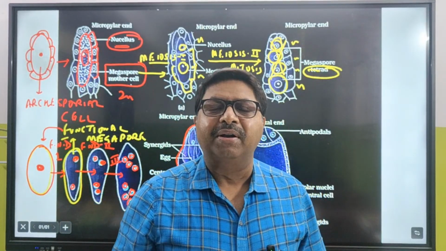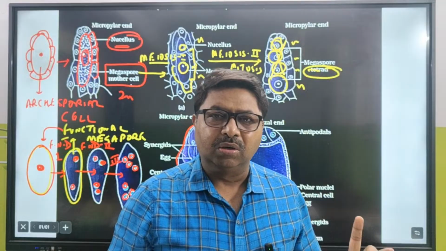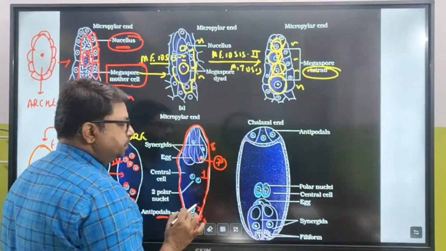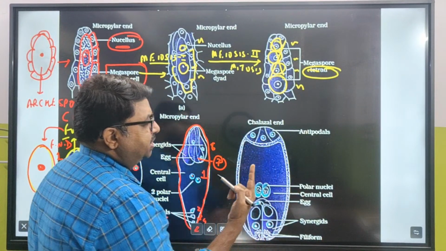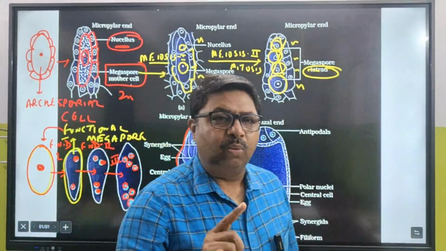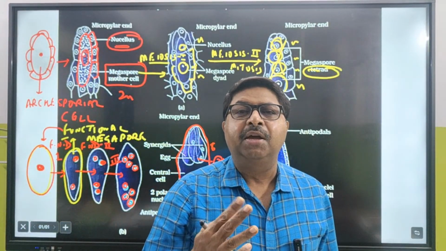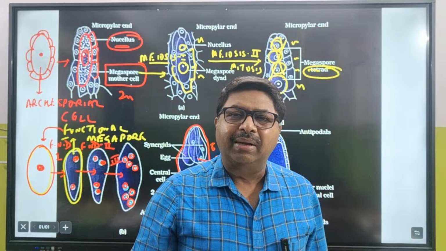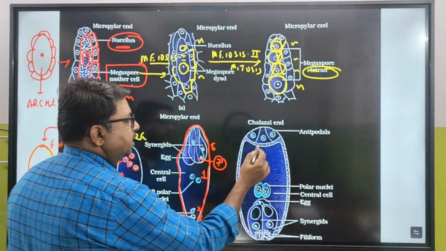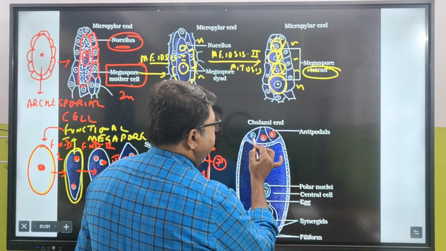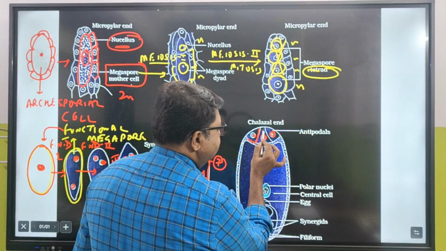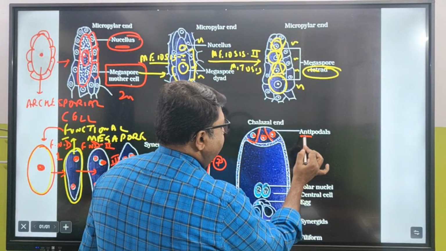This is very, very important. This is how the development of the female gametophyte occurs. Only 1 meiosis and 3 mitoses take place to give rise to a female gametophyte. These are the antipodal cells, there are 3 of them. They have taken some of the cytoplasm and cell wall and made antipodal cells.